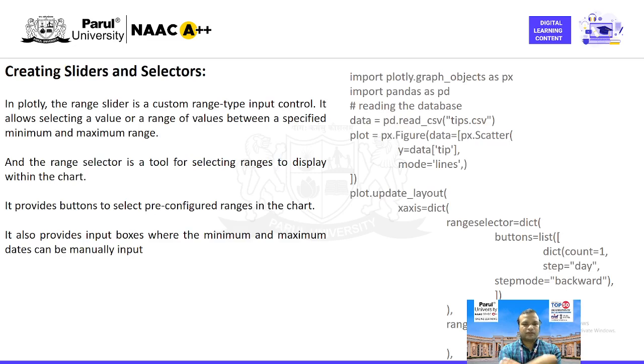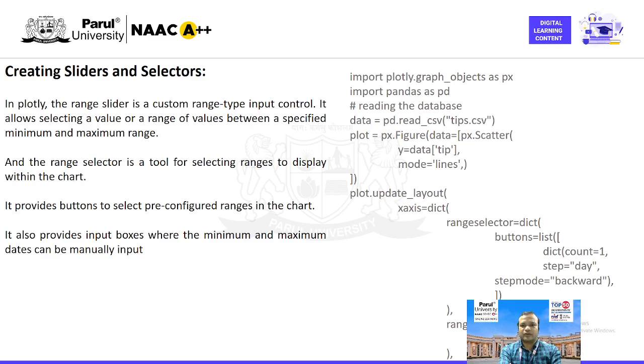Creating a slider and selector is also possible with the help of Plotly. In Plotly, the range slider is a custom range type input control. It allows selecting a value or range of values between a specified minimum and maximum range. And the range selector is a tool for selecting a range to display within the chart. It provides buttons to select a pre-configured range in the chart. It also provides input boxes where the minimum and maximum date can be manually input. Okay, so let's see this example. How can we create the selector and the slider here?